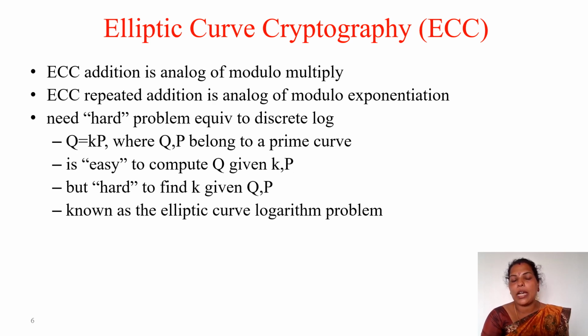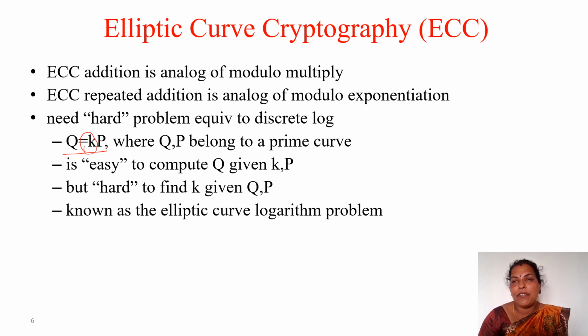Suppose you see Q equal to kP, where Q and P belong to a prime curve. The prime curve is mainly used for software. It is easy to compute Q if you know k and P. But it is hard to find the k value if you know only P and Q.